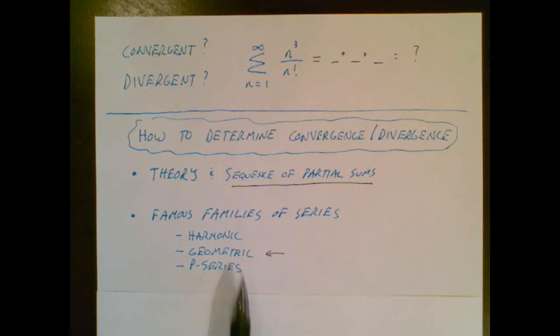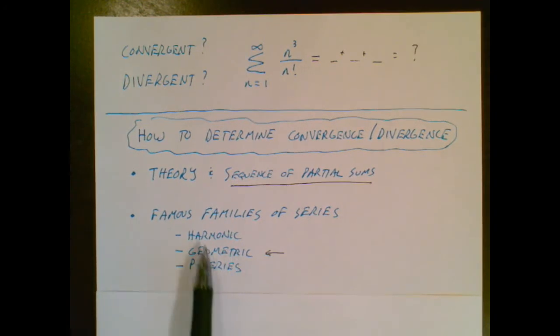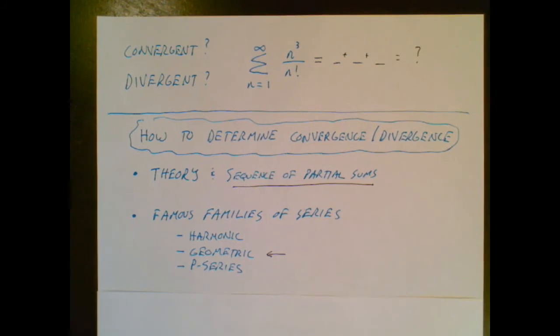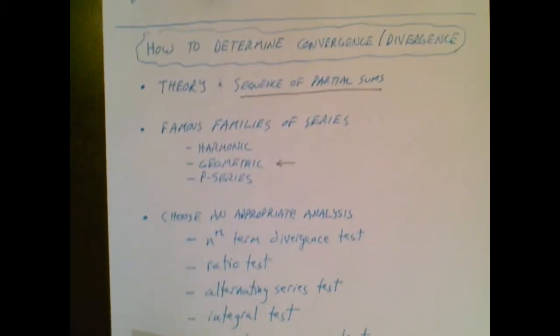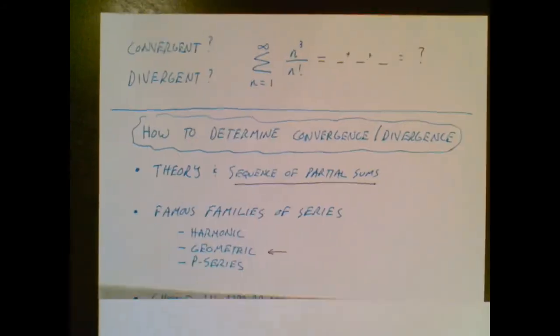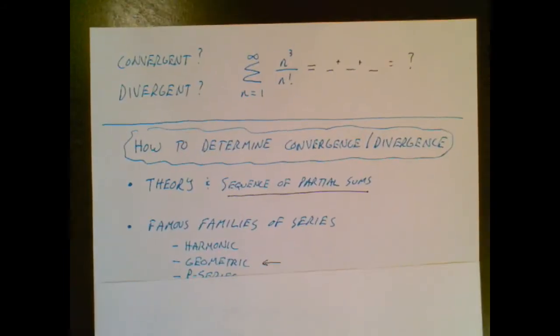And by the way, the geometric series is one of the three famous families of series, like the Kennedys, the Bushes, I don't know. After we're done with the three famous families, then we're going to have a list of other ways to analyze a series. But let's get on to the geometric series.